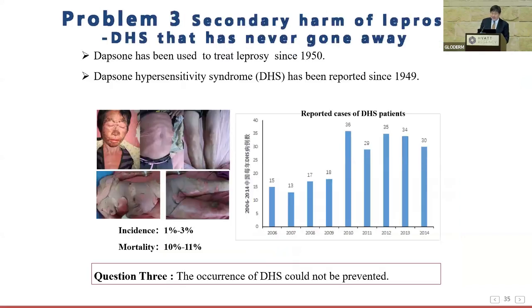The third problem is the second harm of leprosy, DHS, that had never gone away. Dapsone had been used for leprosy treatment since the 1950s. It cured thousands and thousands of patients, but it also results in deadly side effects we call Dapsone hypersensitivity syndrome. The death rate is as high as 10%. Can we overcome this second harm?